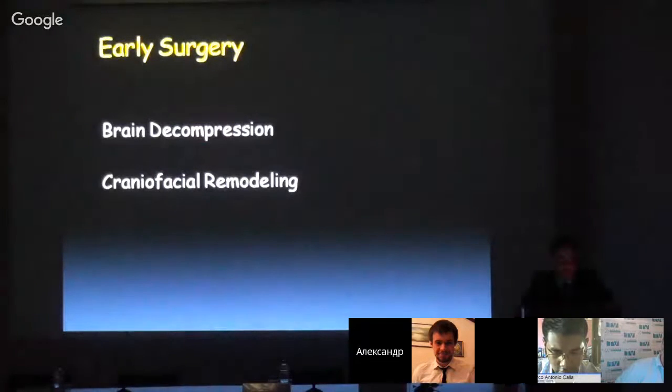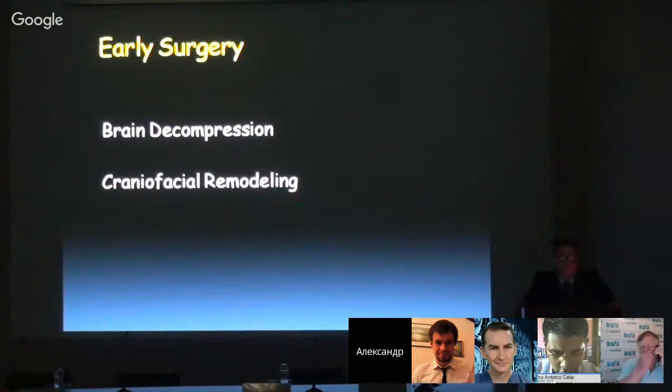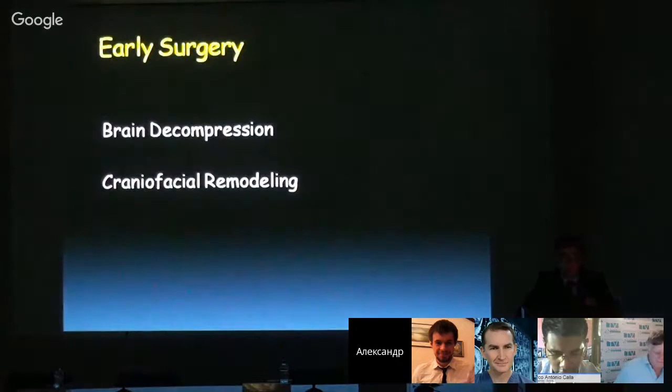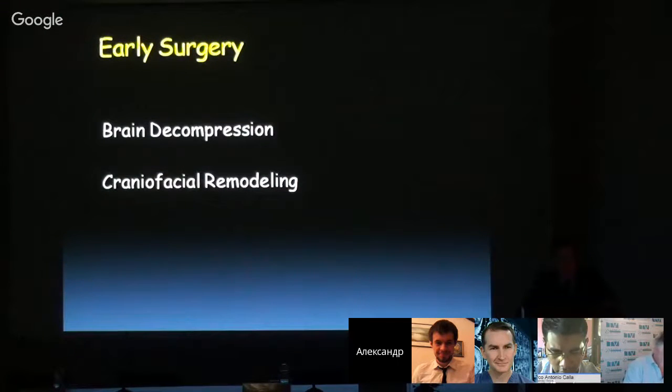The goal of the surgery, early surgery, and nowadays we have a discussion about what early surgery means. Early surgery until some years ago, 20 years ago, was about 3 to 6 months. Now, the ideal time for correction of craniosynostosis without a very high increase of ICP is about 6 months to 1 year of age, because you have less risk of needing a reoperation. So you need to do brain decompression and craniofacial remodeling.